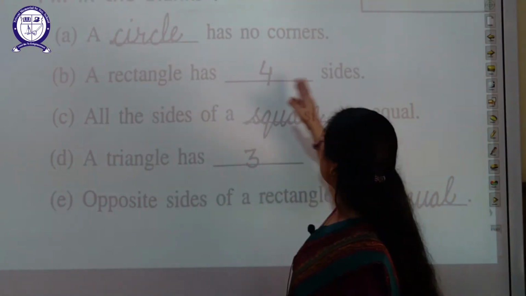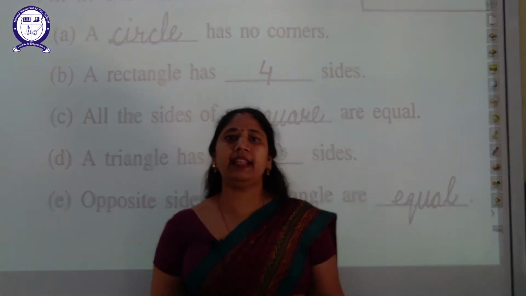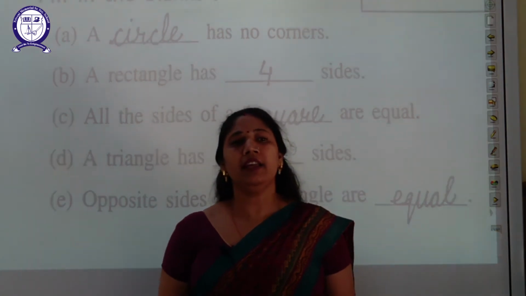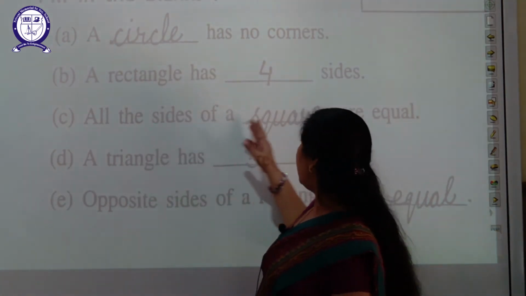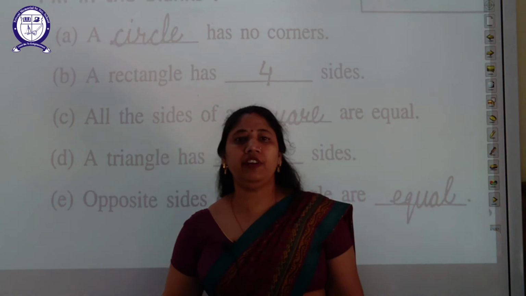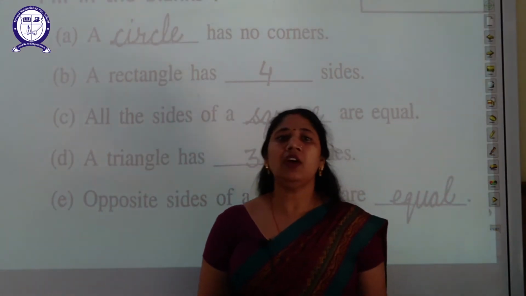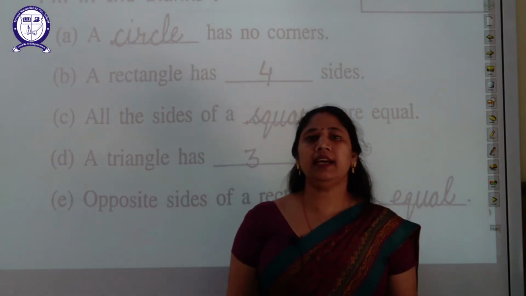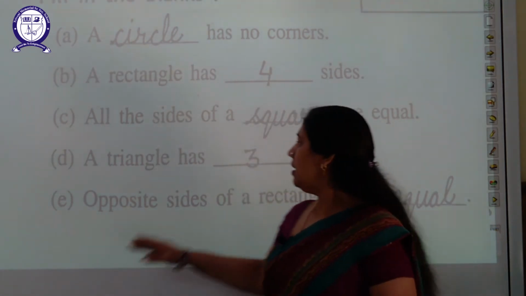A rectangle has dash sides. So in a rectangle there are 4 sides and opposite sides are equal. All the sides of a dash are equal. So which plane figure has all the sides equal? Yes, square. A square has all the sides equal.